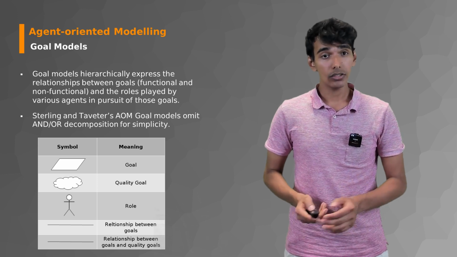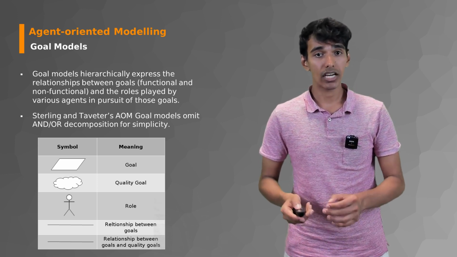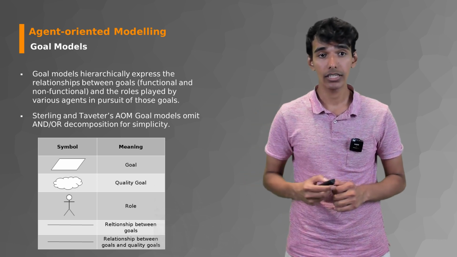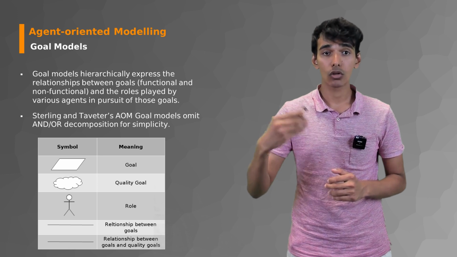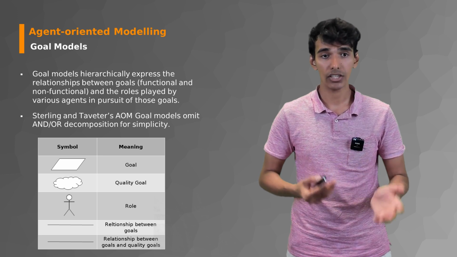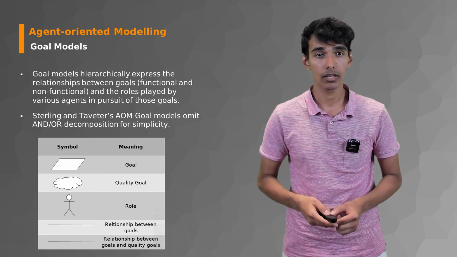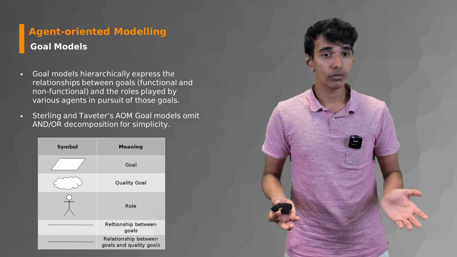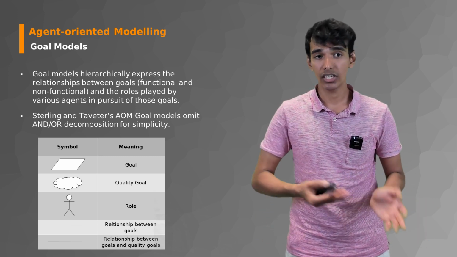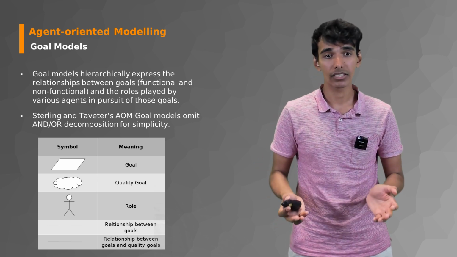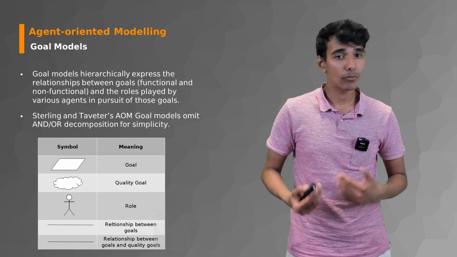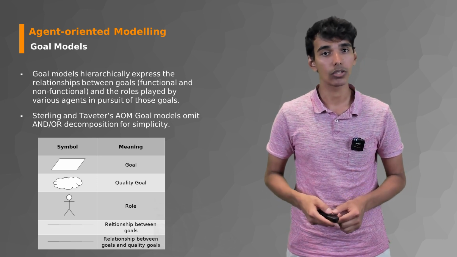So in general, the symbols of goal modeling are kind of similar to before. Because these are hierarchical models, they express the relationships between the goals, either functional or non-functional, and the roles played by various agents in the pursuit of these goals. And we mentioned before this and/or decomposition of goals, and generally Sterling and Taveter tend to omit this distinction between the different types of goal relations. But in my personal opinion, this is okay to have within a goal diagram.